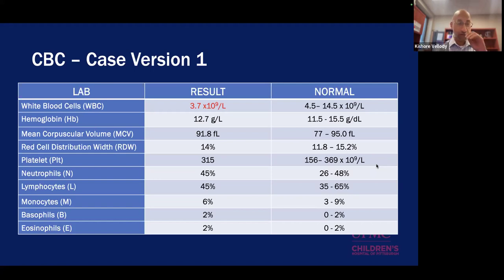So this first lab shows that the white blood cell count is low. It's at 3.7, and normal is 4.5 to 14.5.